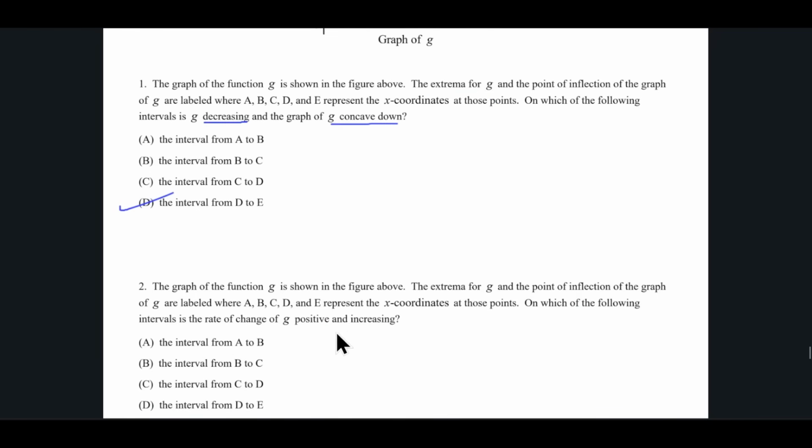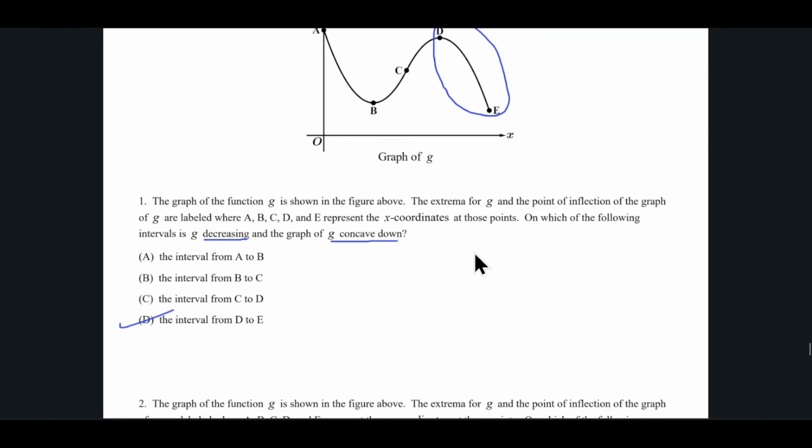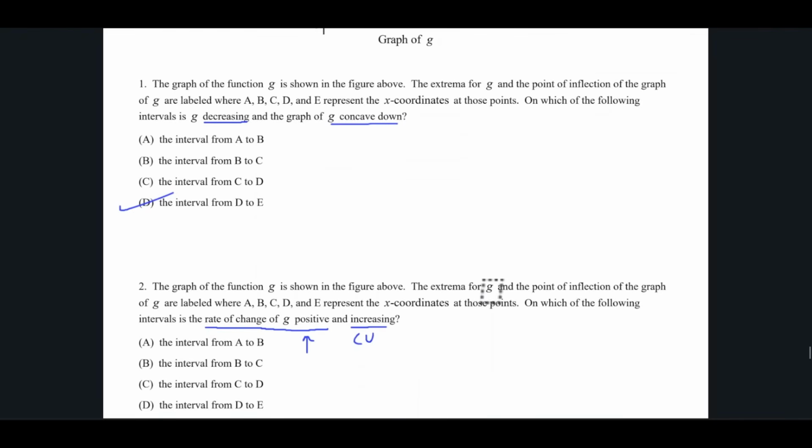And the next one is positive and increasing. Remember, what is positive is the ROC, not the function. ROC is positive, which means that the function is increasing, and ROC is increasing, which means that the function is concave up. So it is increasing and concave up, which looks like this one, increasing and smiling. So B to C. So B to C is option B. That's the answer.